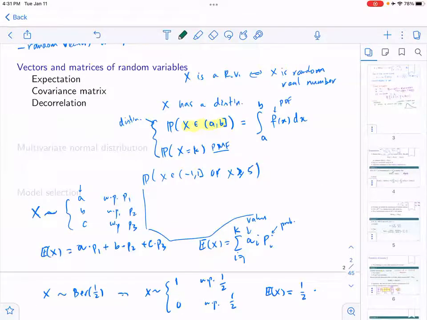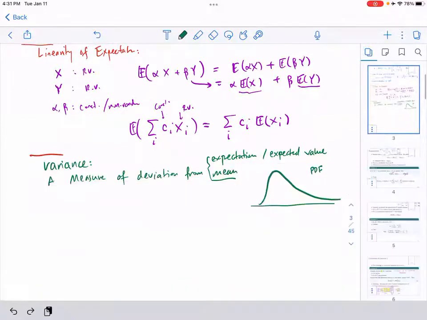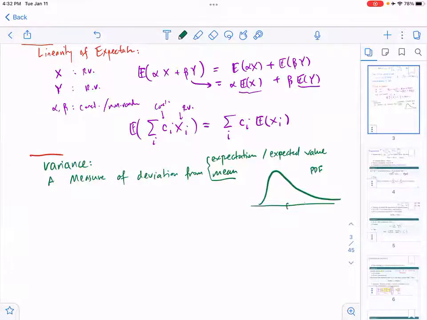What this means is that if I want to find the probability that a random variable is in a given interval, I'm going to integrate this. Or in other words, the mass assigned to that interval, or below this curve on that interval, is the probability. This is a representation of the distribution of a random variable, and the mean is usually the center.